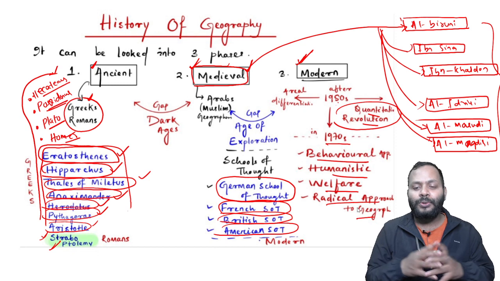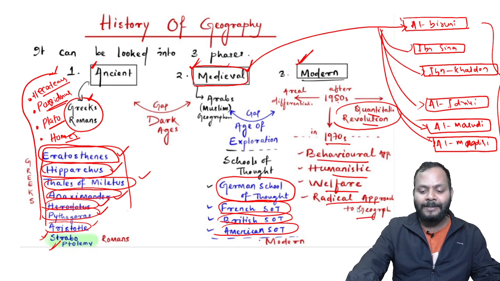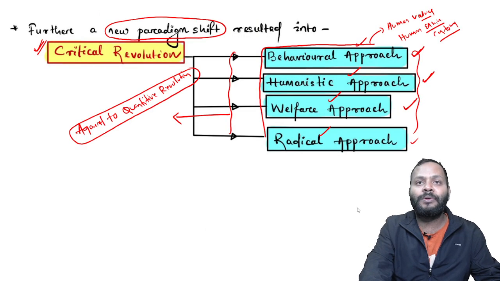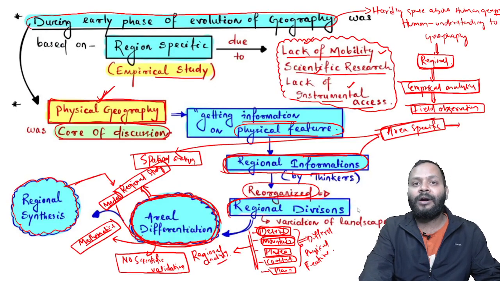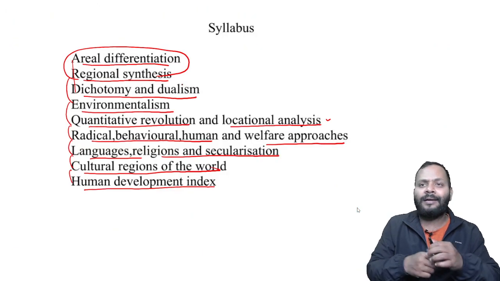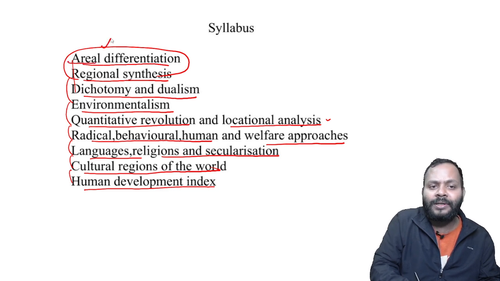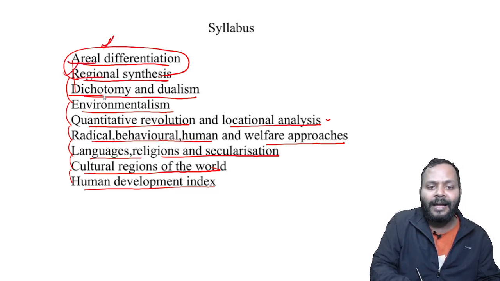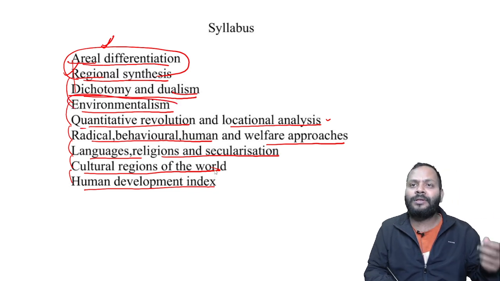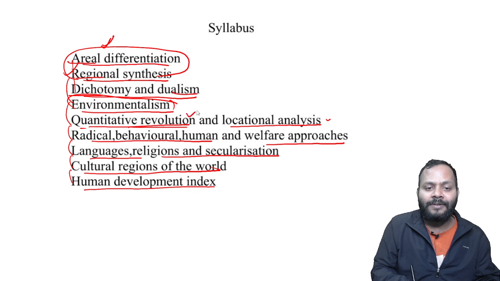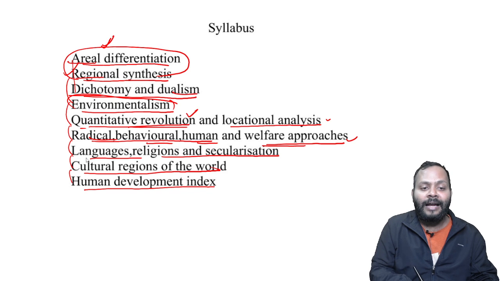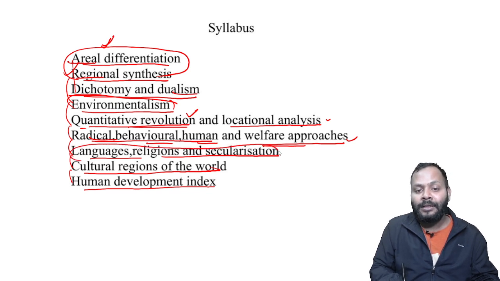So this is what exactly I am trying to explain about understanding your syllabus. Let me give you all the slides. This is exactly how you have to understand the syllabus of perspectives. I have explained areal differentiation, regional synthesis, dichotomy, dualism. Environmentalism is like an environmental protection initiative. Environmentalism, quantitative revolution, radical, behavioral, humanistic, welfare approach, and the reasons, language, region, and secular education.